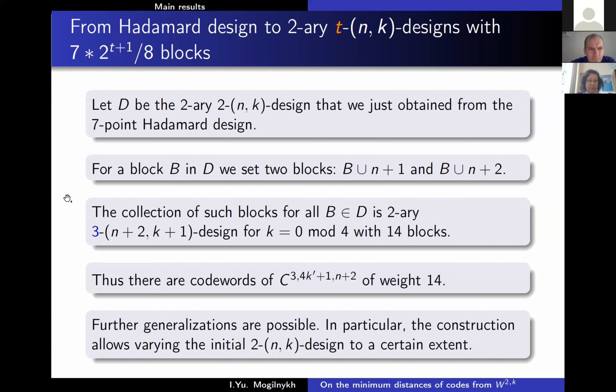And also we increase T this way, for example, in our case, to 3. So we obtain a 3-(2n, 2k+1) design. Also in this construction, we can vary the initial design. It could be not always a Hadamard design. Some other generalizations could also be made here.